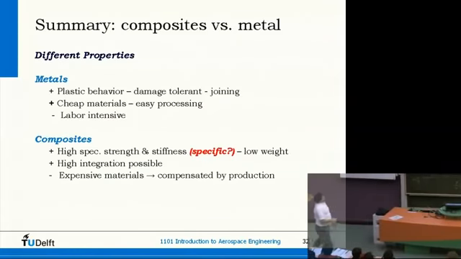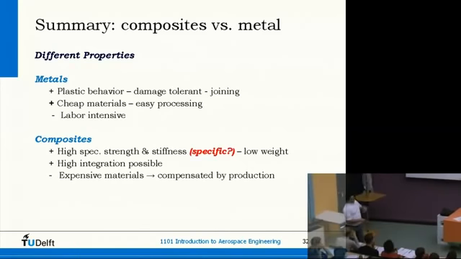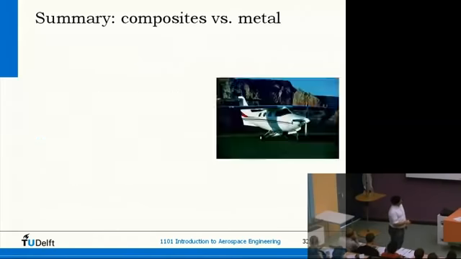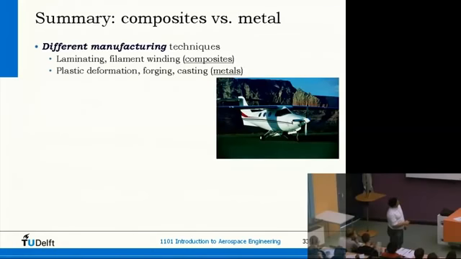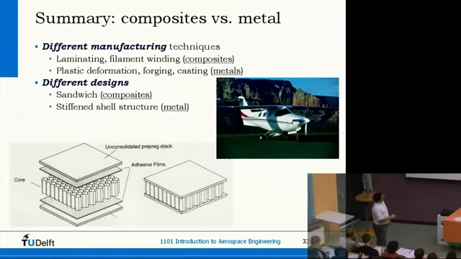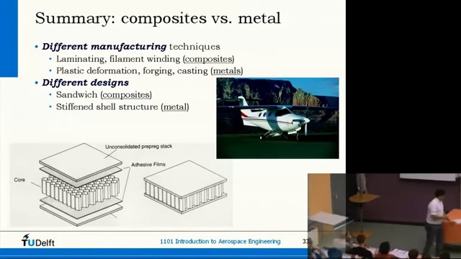So summarizing, if you look at the different properties, that has an impact on how to produce it. Metals have plastic behavior, and that means you also have damage tolerance and joining. You also can have forming operations. Composites, what kind of properties they have, and here you see some impacts on manufacturing: sandwich, different cell, laminating, and so on.